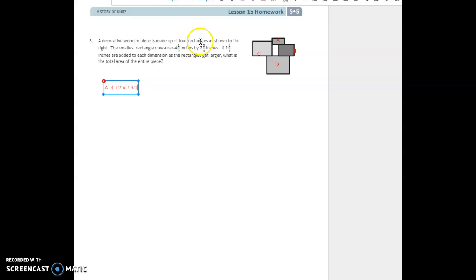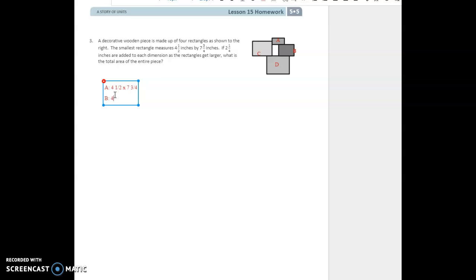The next part says, if 2 1/4 inches are added to each dimension, right here, guys, this key thing, each dimension, as the rectangles get larger, what is the total area of the entire piece? What they're saying here is that when you get to shape B, it's going to get 2 1/4 inches bigger with each measurement, its length and its width. So that means if A was 4.5 here, what is 2 1/4 added to that?